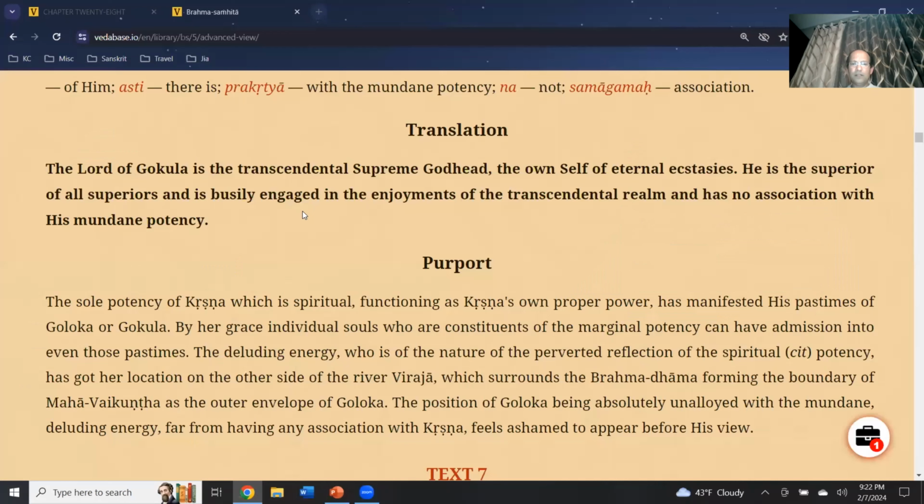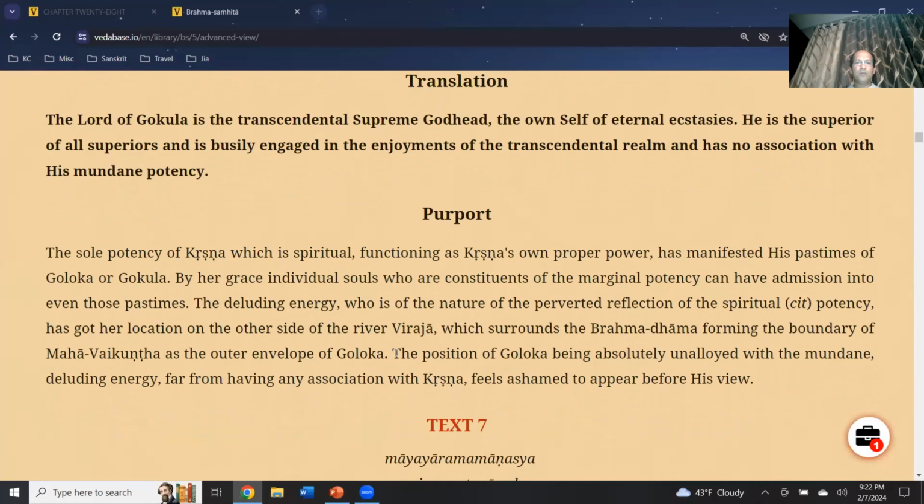And then further, it is also mentioned that the position of Goloka is absolutely unalloyed. There is not a tinge of material nature there. The mundane deluding energy is far from having association with Kṛṣṇa. She feels ashamed to appear before him.